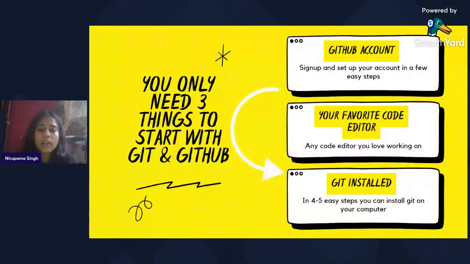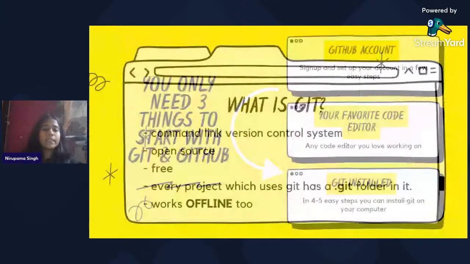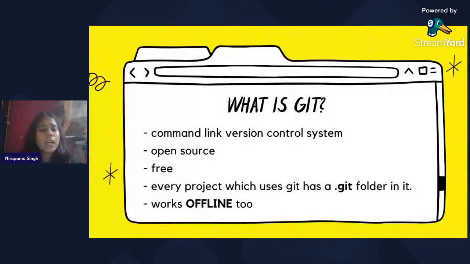Now you have GitHub.com. Now you have Git. But what are these things? What are you supposed to do with these? So first of all, what is Git? Git is a command line version control system. Let's start with breaking the words here.